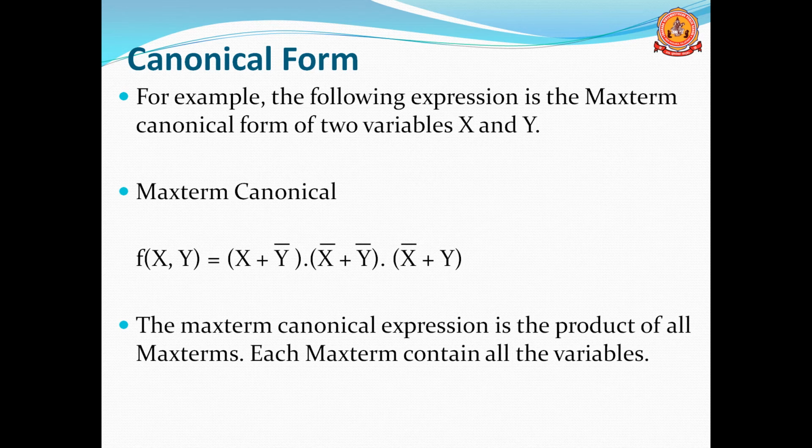Remember that each max term should contain all the variables in a logical system. Here f of x y means two variables are there. All the max terms should contain all the variables. In the first term it should contain x and y, in the second term also x and y, and in the third also x and y, either complemented or in normal form. So that is the canonical form. Normally we can say a canonical form is a logical expression that is either in sum of min terms or product of max terms.